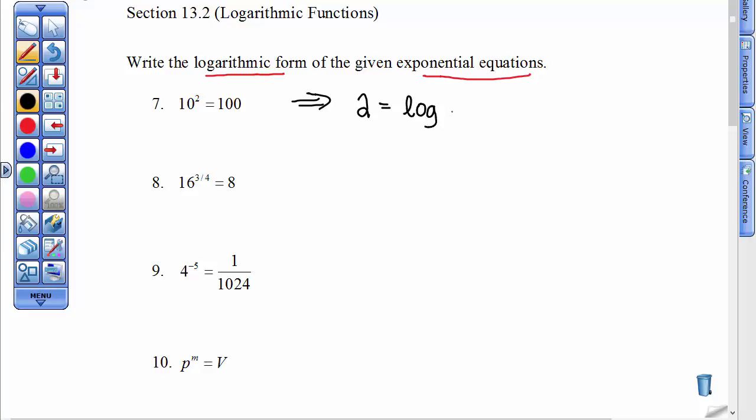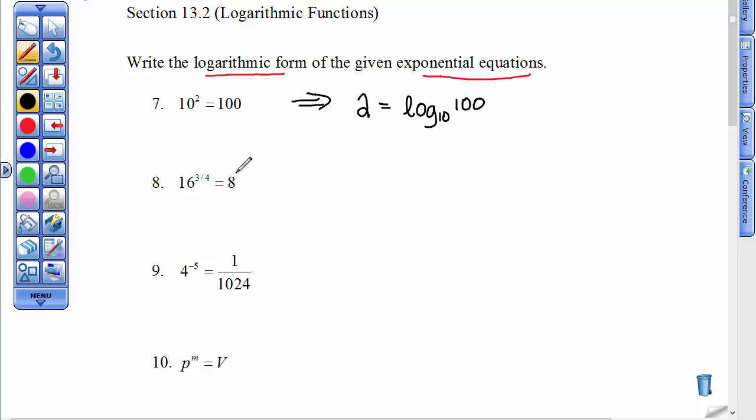Then I write the word log. My base is a 10, and I'll put the 100 in this other spot. So 10 gets raised to the second power in order to get 100. That's what this sentence is saying.